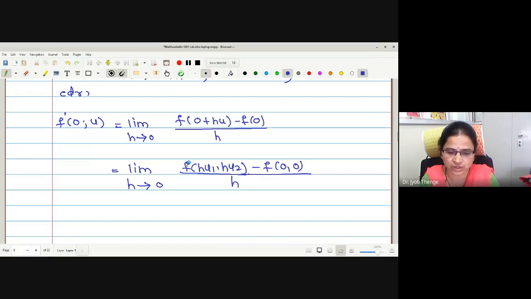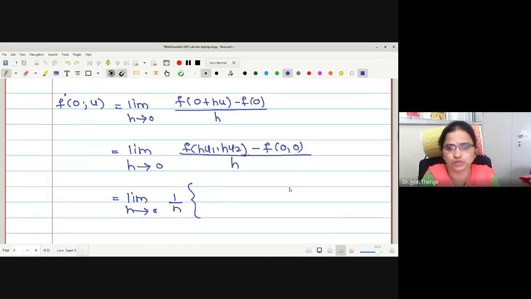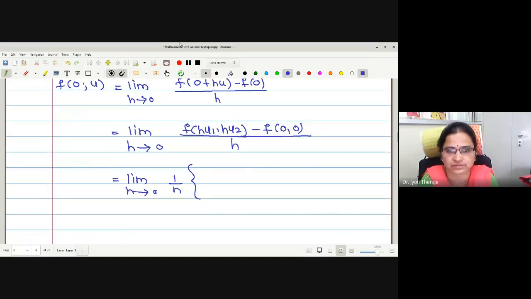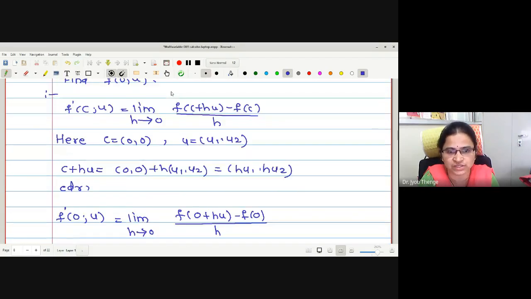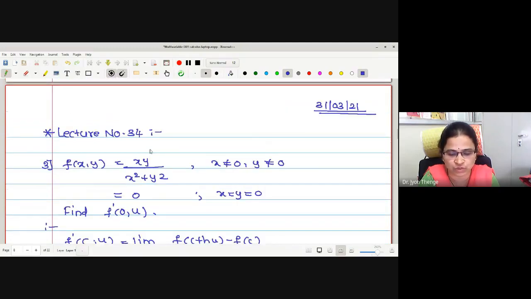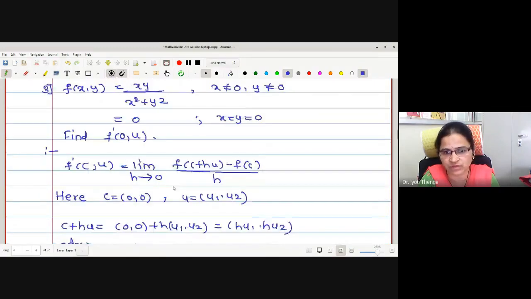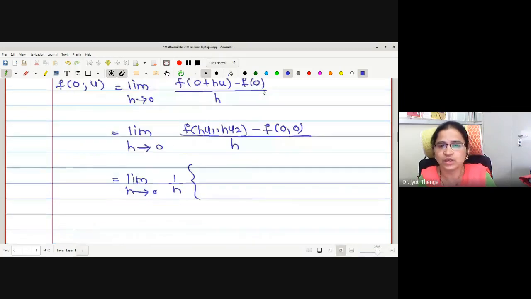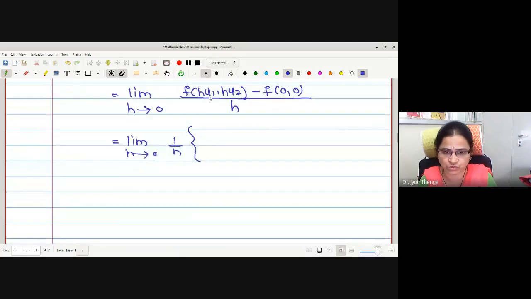Divided by h. What is f of h u1, h u2? As u is taken to be a non-zero vector, how can I find the value? Let me take this 1 by h outside. F of h u1, h u2 is defined as, the definition is xy upon x square plus y square for both the values non-zero. Therefore, here u is a vector taken to be a non-zero vector.